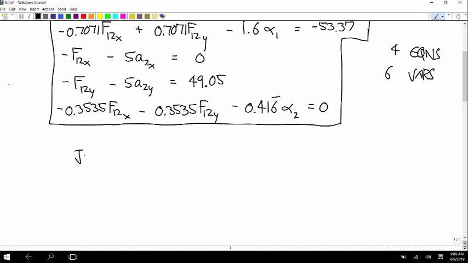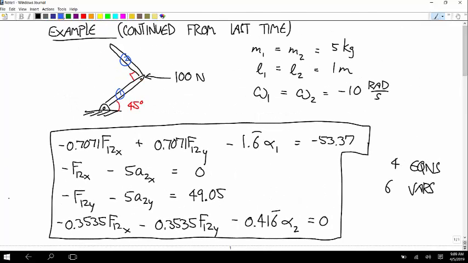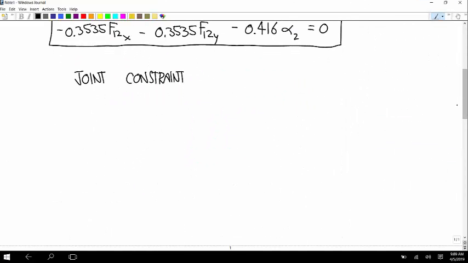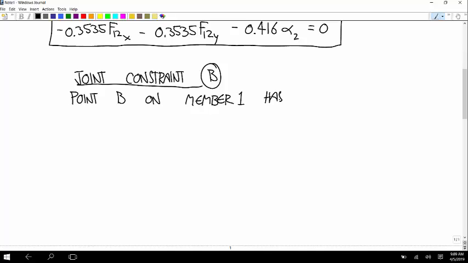So the joint constraint. Let's call this joint A, B, C. Our joint constraint is going to be at B. And it's going to say the point B on member 1 has the same acceleration as the point B on member 2.